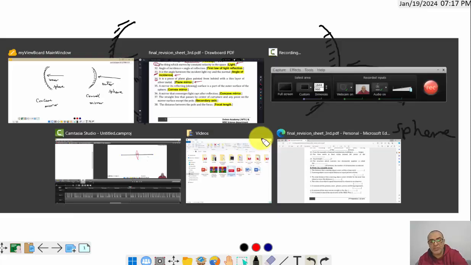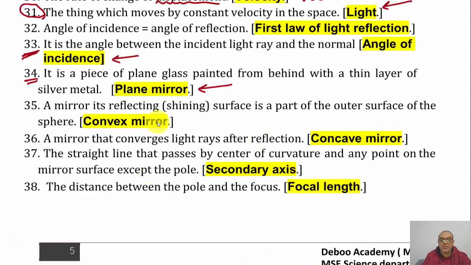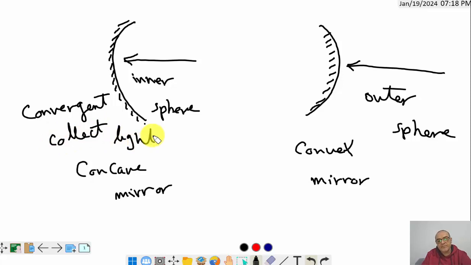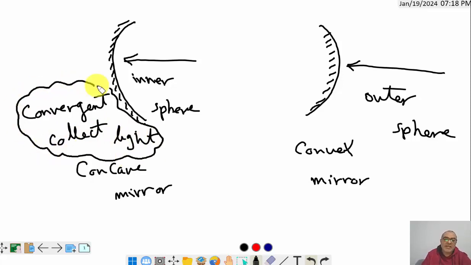So back to the question. Here he's talking about a part of outer surface, so it's convex mirror. While if it talks about the inner surface, it's a concave mirror. A concave mirror here is a convergent mirror. Convergent mirror means collect light.